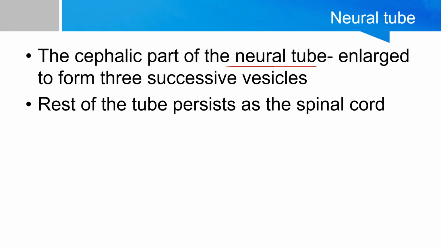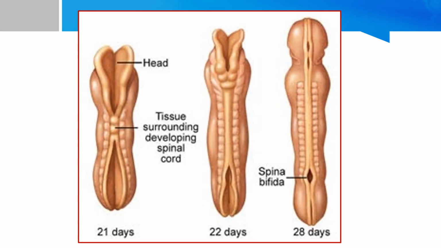So the neural tube has formed. What are the derivatives? The cephalic part is enlarged so that it will give rise to the brain by forming three successive brain vesicles: forebrain, midbrain and the hindbrain. The rest of the neural tube persists as the spinal cord. So again this is the formation of the neural tube and the fusion of the neural folds, starting from the cervical region, then cranial and caudal, leaving the two openings in the beginning which close in the fourth week.